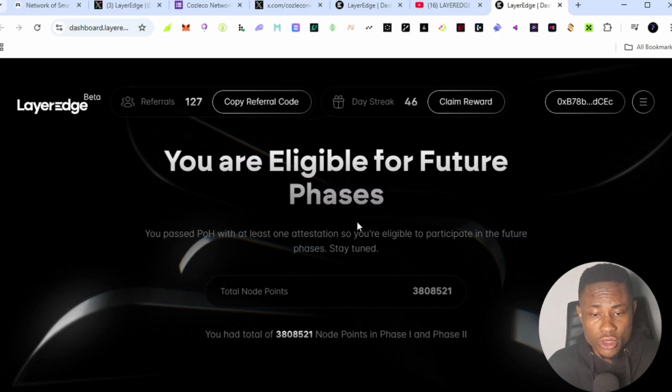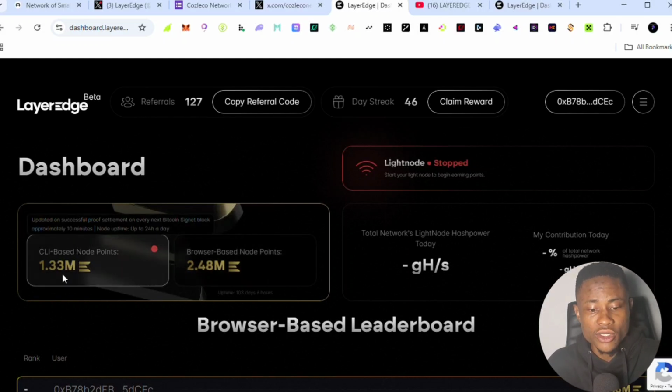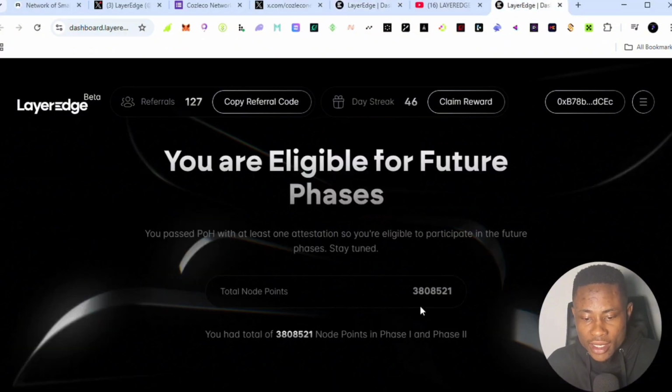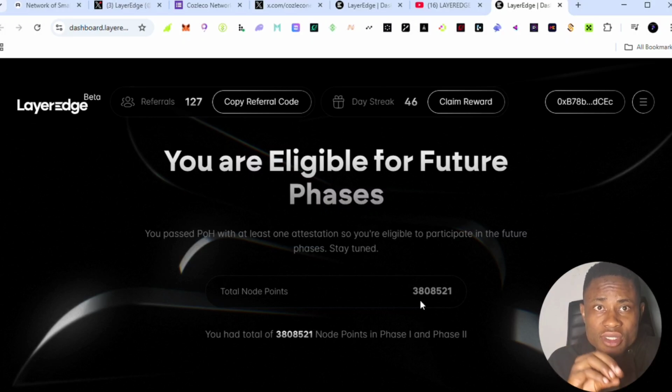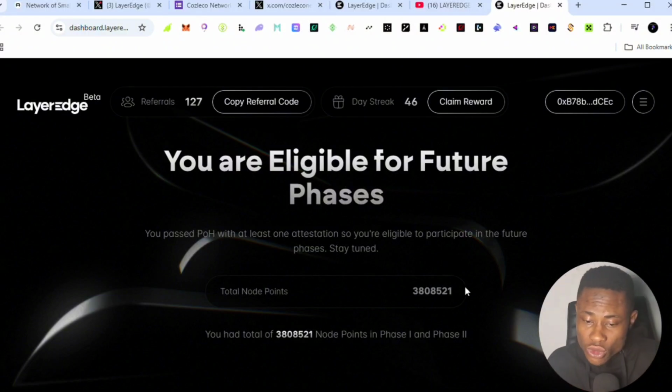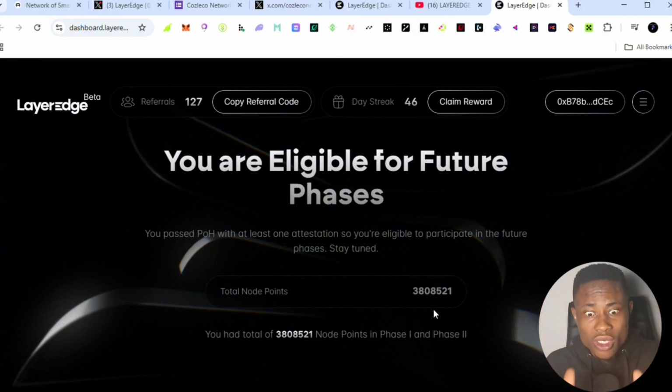Now if you go to your dashboard, let's go to the Layeredge dashboard. Sorry, I'm digressing a little bit. This 2.48 from my normal node mining, adding it to this 1.33, is going to give you what you are seeing right here, which is 3.8 million. So that is how the point was calculated. Remember, this is not the allocation, this is just points. Allocation is going to be given when the eligibility checker comes out this week, because that is what they said. So this is not your allocation. For those that have been saying this is the allocation, this is just the points that you have accumulated, and this is the eligibility that was done after the POH.